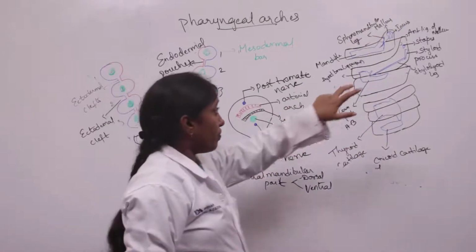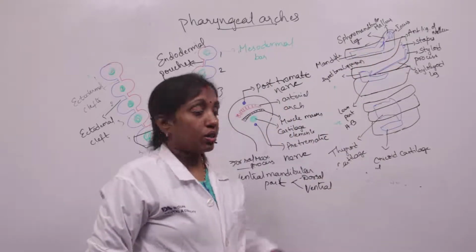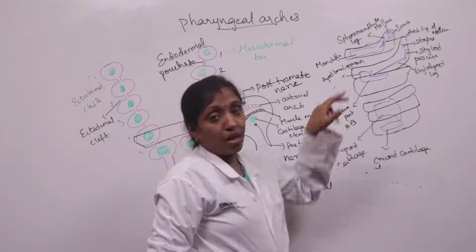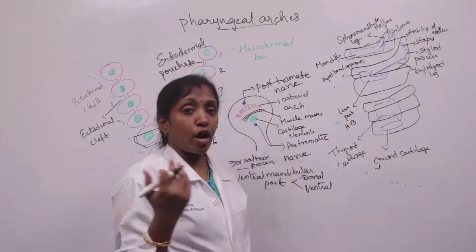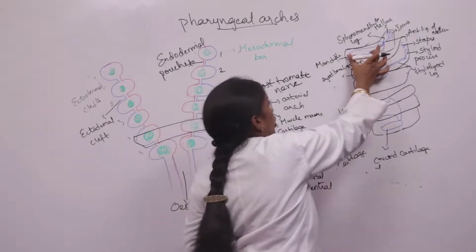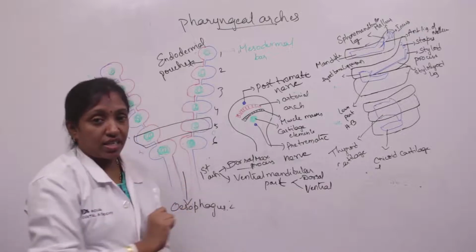The ventral part of the first arch helps in the formation of the mandible. So the ventral part of the first arch forms the body and ramus of the mandible, which extends from the mandibular foramen to the mental foramen. So the body of the mandible is developed from the ventral part of the first arch.